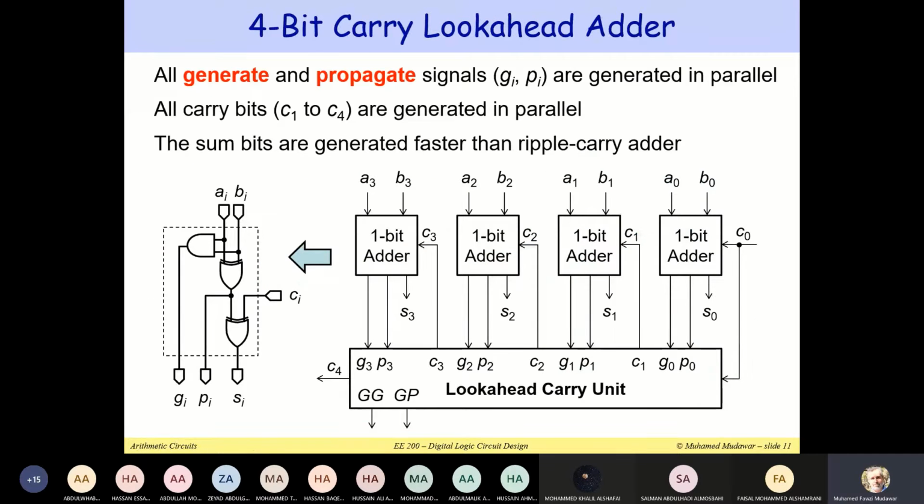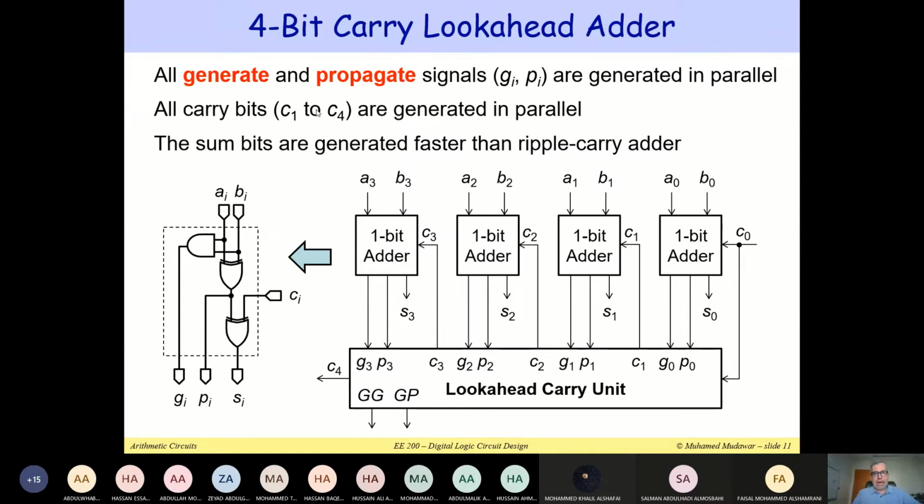The reason why we have the carry look ahead adder is that I would like to speed up the adder. I would like to have a fast adder. The problem with the ripple carry adder, as we have seen last time, is that it takes time to propagate the carry from one full adder to the next.